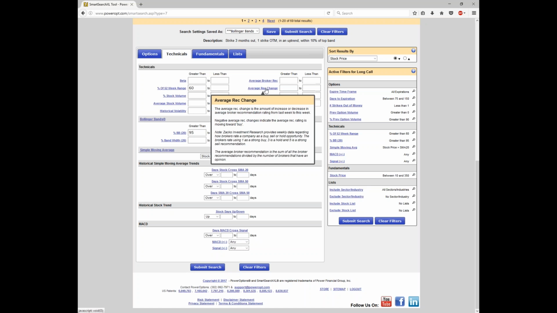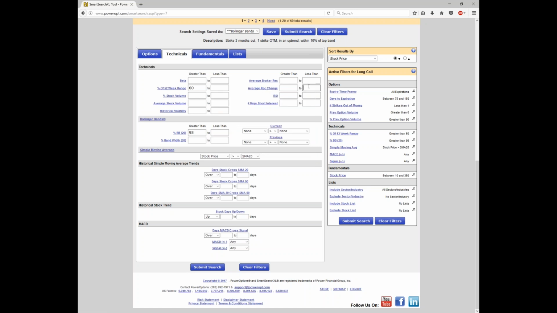So if they see anything that's lowered in value, a negative average recommendation change, that means it's gone up higher in the broker ratings. Okay, it's increased for us, so that's available there as well. Okay, all right, so that's essentially, I think, all the questions that came up.